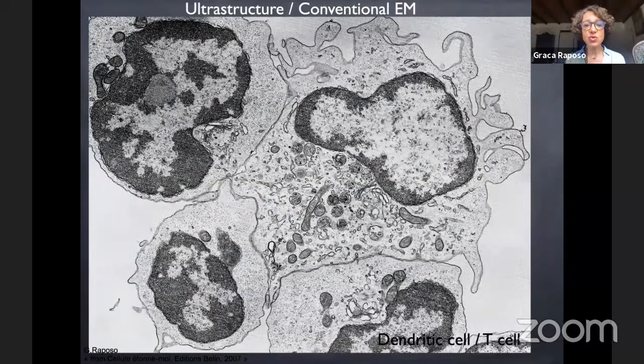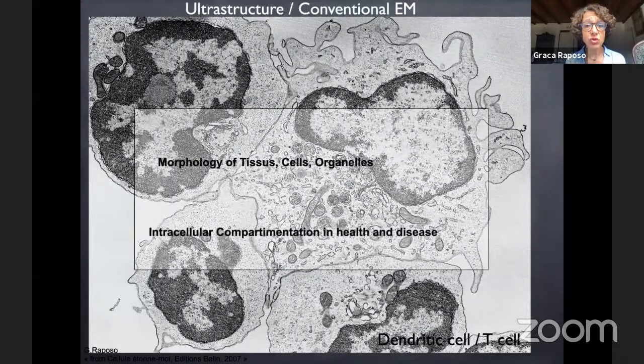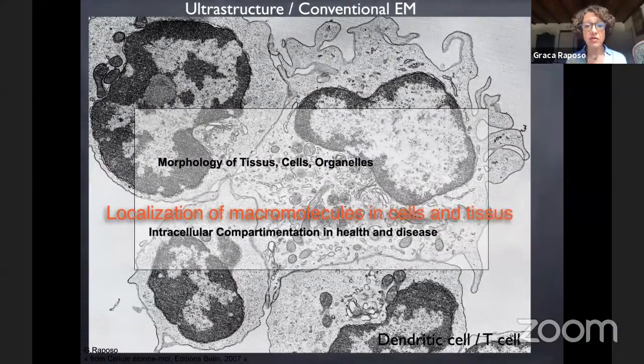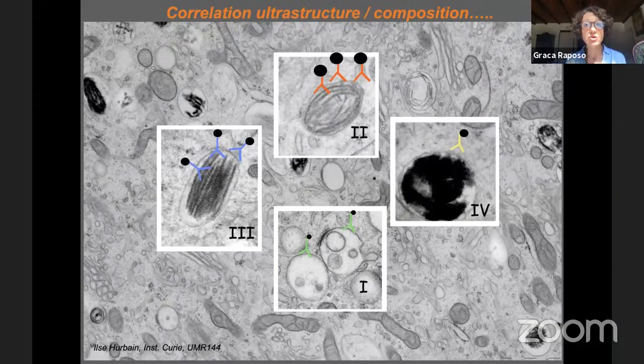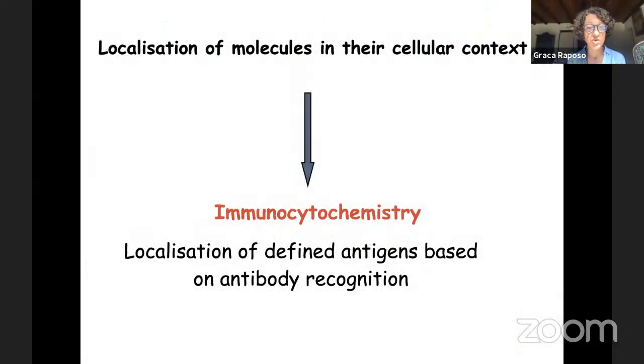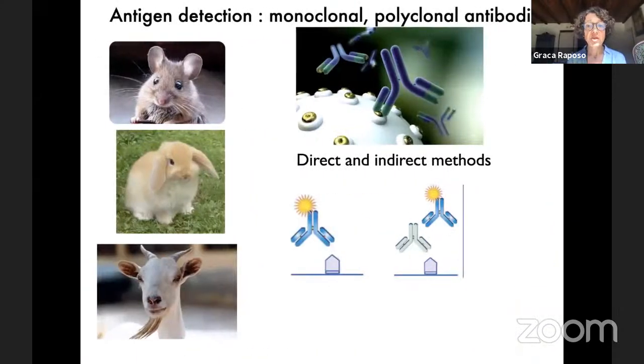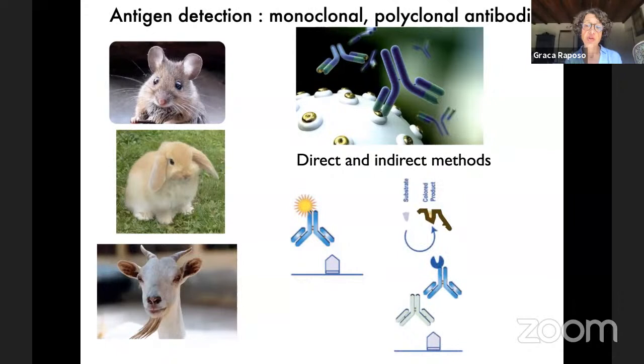Okay, so now I'll give you an example of how we can localize components in macromolecules and tissues. This is what I call the correlation of ultrastructure and composition, and it is called immunocytochemistry. You can use direct and indirect methods like you do for immunofluorescence, using different antibodies, monoclonal or polyclonal. But in the case of EM, of course, you have to use electron dense products.